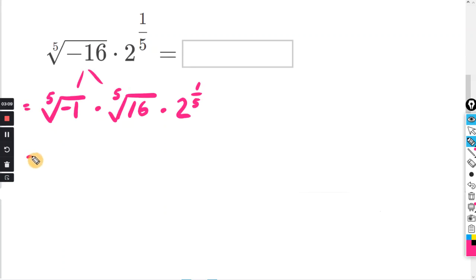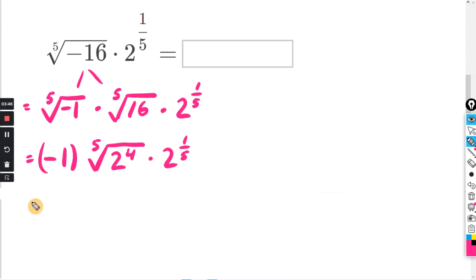All right. So let's see, the fifth root of -1 is just -1. If you multiply -1 5 times, you'll get -1. So that is just -1. And the fifth root of 16, I am going to change that to the fifth root, and 16 is the equivalent of 2 to the 4th power. If you multiply 2 4 times, you'll get 16, and that's times 2 to the 1/5. So now we're in business.